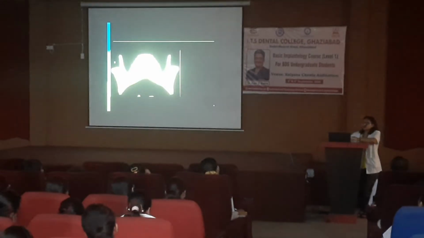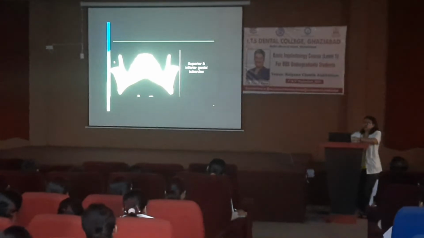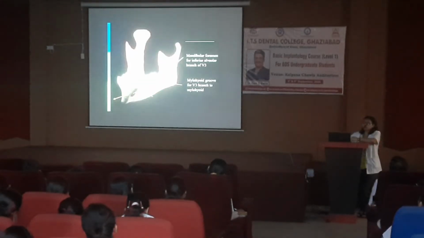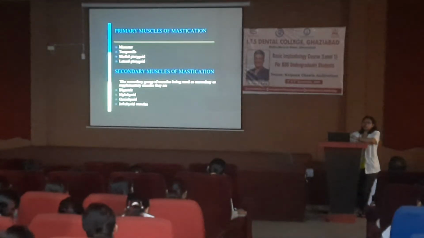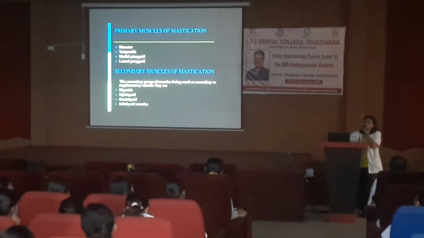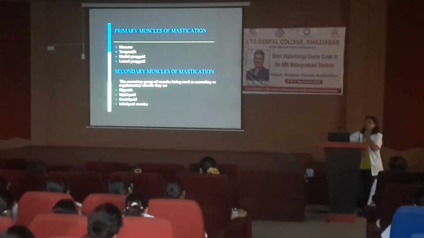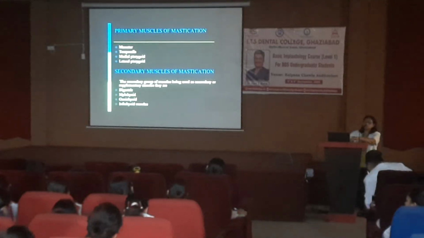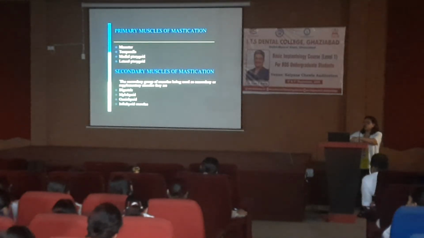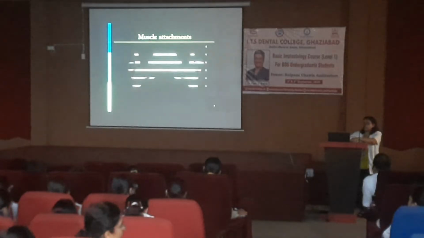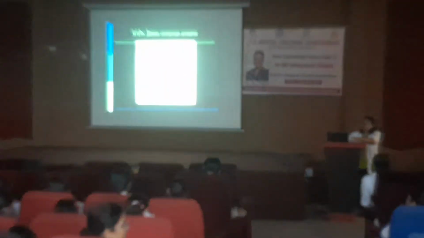Okay, this we have already covered in the videos. So primary muscles of mastication, as you know, we have discussed before. There are secondary muscles of mastication. When you are opening your jaw, you have some muscles that are attached to your hyoid bone. So these are called suprahyoid muscles. These are secondary muscles of mastication: digastric, mylohyoid, geniohyoid, and infrahyoid muscles. We have already gone through this.